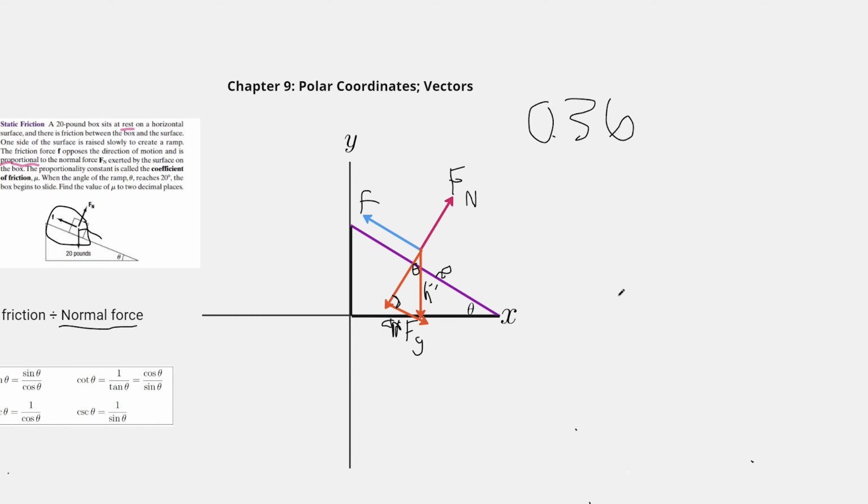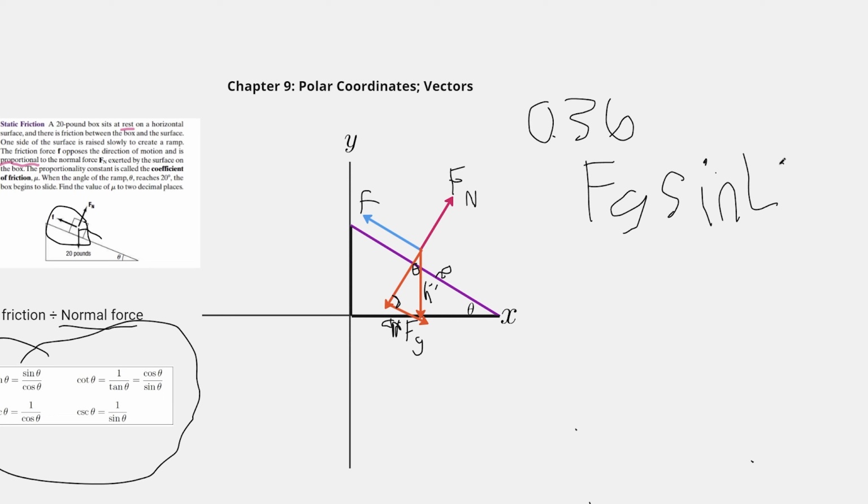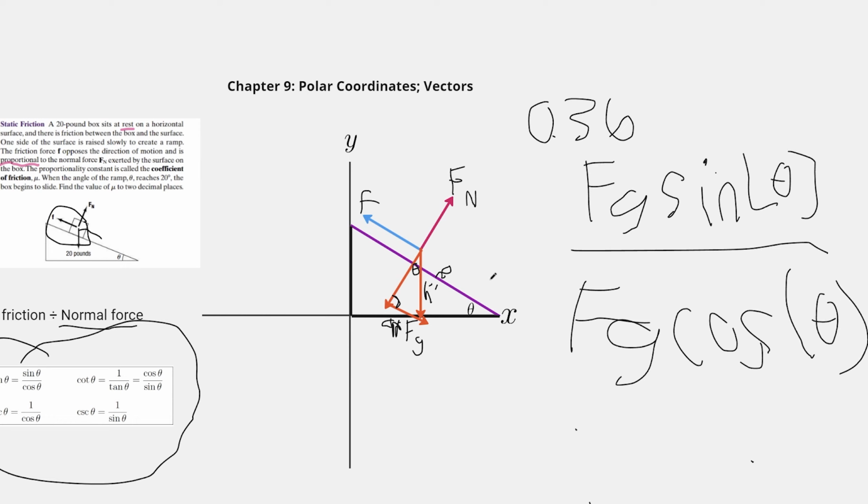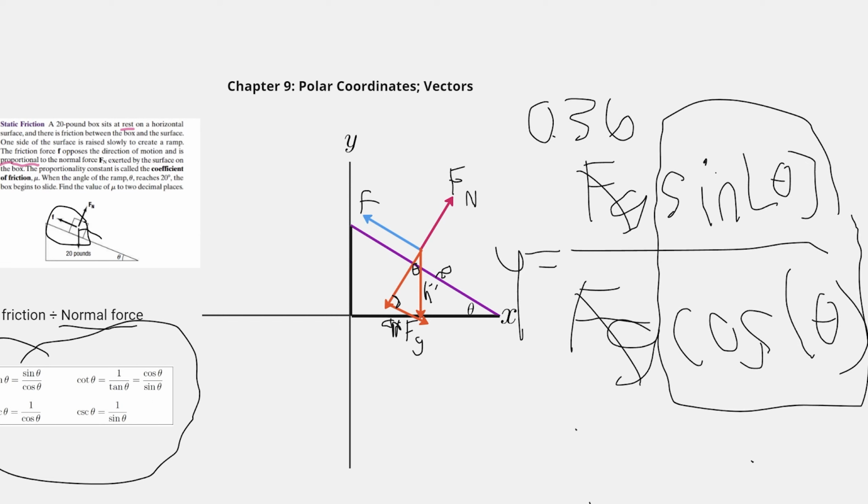To prove this is the correct answer, what you can also do, and is why I put the identities here, is that what we have was F_g sine theta, which is friction, over F_g cosine theta. And we know that the coefficient equals this. What we can do is cancel F_g out. So we just have sine theta over cosine theta. And that identity is tangent theta.